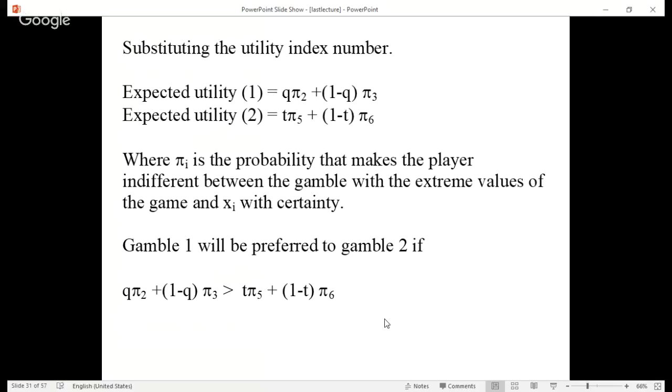So I can say that the gambler will prefer gamble 1 if q pi 2 plus (1 minus q) pi 3 is greater than t pi 5 plus (1 minus t) pi 6. And I could do the opposite. I can switch that greater than sign around, and that means he'd prefer gamble 2. And that's basically all the von Neumann-Morgenstern theorem is. It's just setting up a game and showing that the player will prefer the better prizes to the lower prizes, and he'll prefer the gambles with the greatest expected utility. Pretty straightforward.